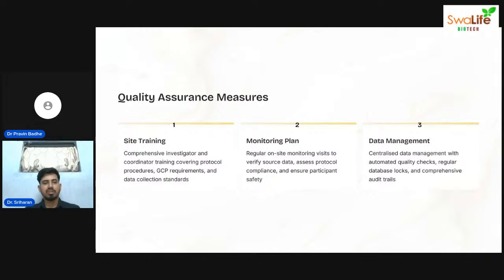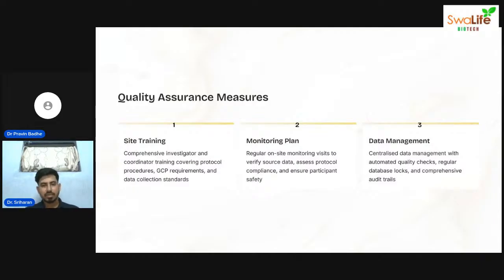Quality assurance measures. First of all, site training is very important. We want to train our staff according to GCP, good clinical practice, and the data collection standards. What the quality assurance measures should be, how to follow the audit trail, and when an inspection comes, how we will clarify our audit trail. Likewise, we want to train auditors. A trained, qualified, experienced auditor is needed for the audit trail.